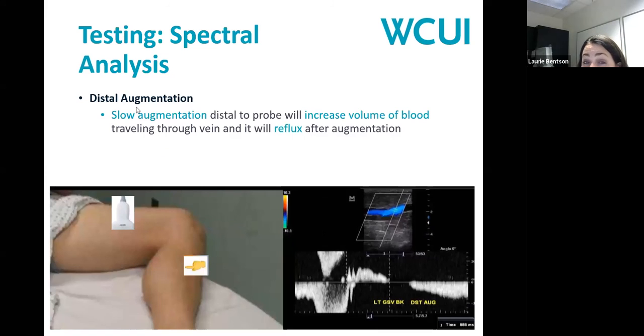And then also distal augmentation, or slow augmentation. I think this method is great. This is what I really prefer to do more than proximal compression: just a real slow augmentation distal to the probe. It increases your blood volume traveling through. You have that nice augmentation, and then you demonstrate the reflux after the augmentation. And this works really, really well in assessing the saphenous vein.